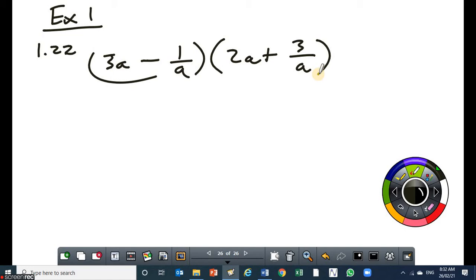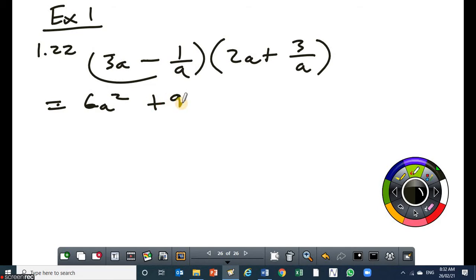Okay, in grade 9, you were taught FOIL by your grade 9 teacher. Right? This question is actually requesting you to multiply two binomials. Each binomial has a term which is a fraction. So 3A by 2A will give you 6A squared. 3A times 3 over A will give you a positive 9.